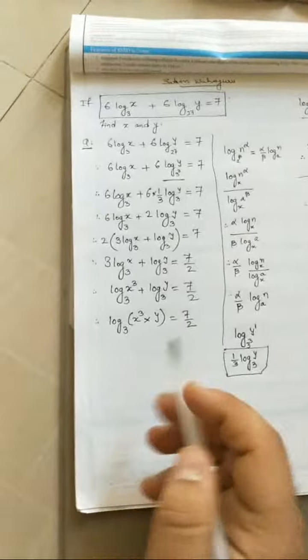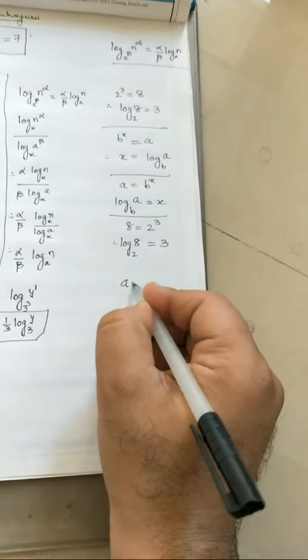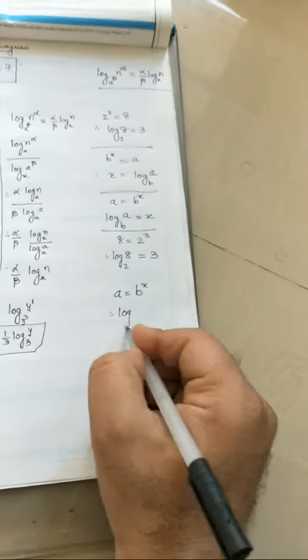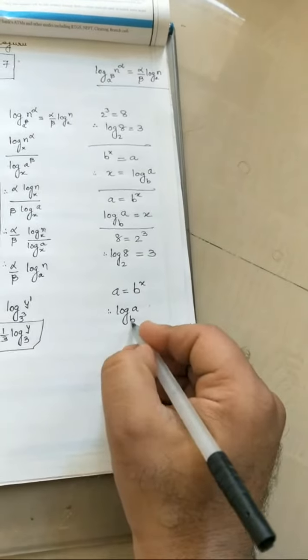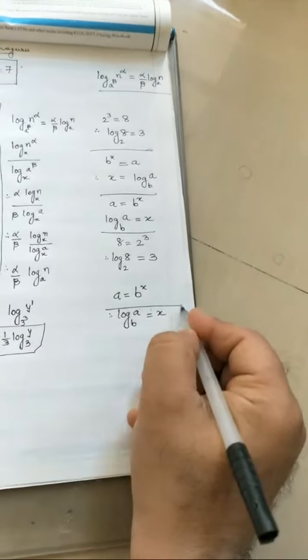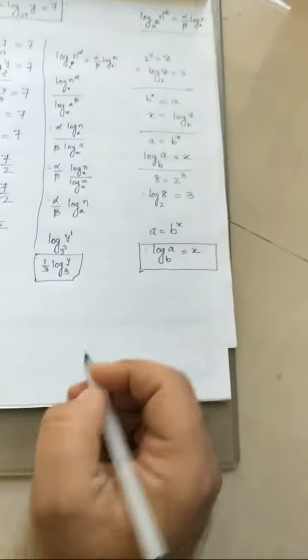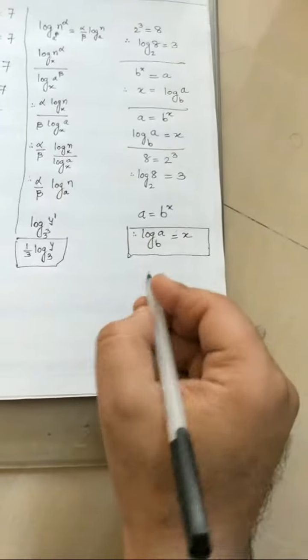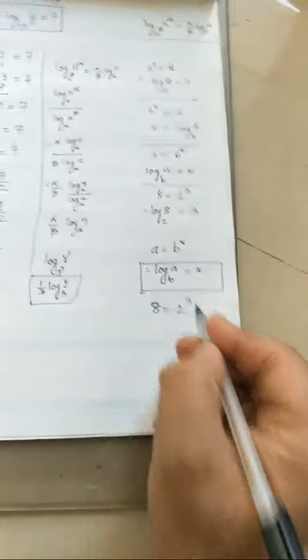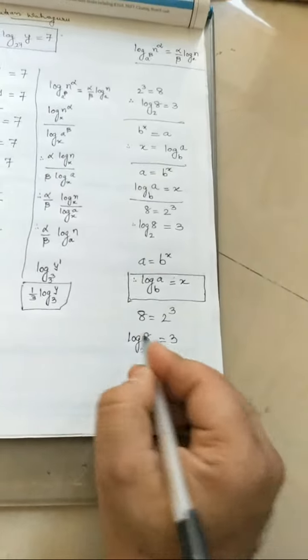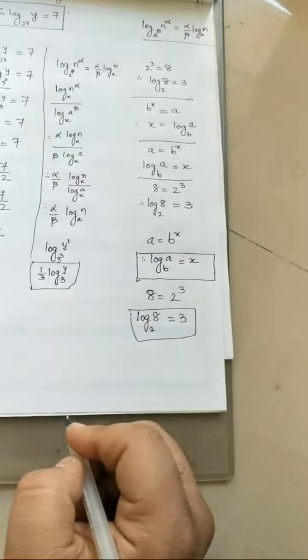Okay. Now from the very basic definition of log, what is the basic definition of log? If a is equal to b raised to x, then log of a to the base b is equal to x. This is the basic definition of log. For example, if 8 is equal to 2 raised to 3, then log of 8 to the base 2 is equal to 3. This is how we write log.